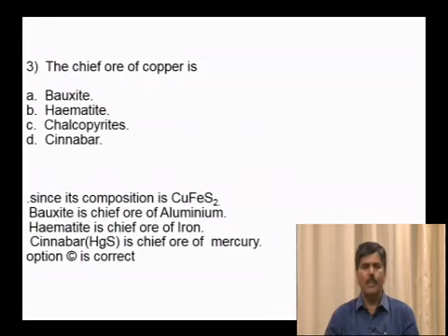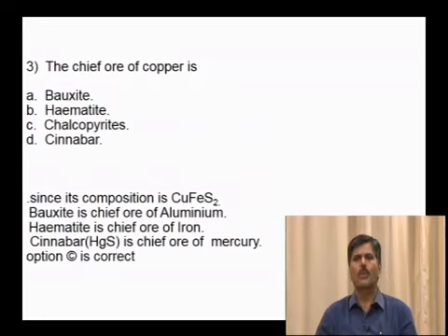Copper occurs in different forms, as I already told you. The first form is sulfide form, CuFeS2, and the next one is Cu2S. Cu2S is called a low grade ore. Hence, most of the copper is not extracted by this ore. A majority of copper is extracted by its chief ore, chalcopyrites. Hence, option C is correct.